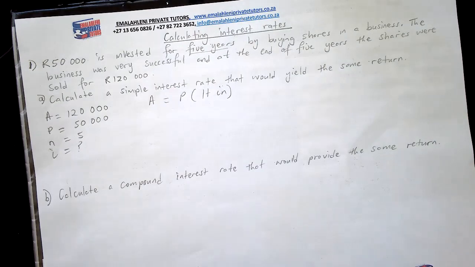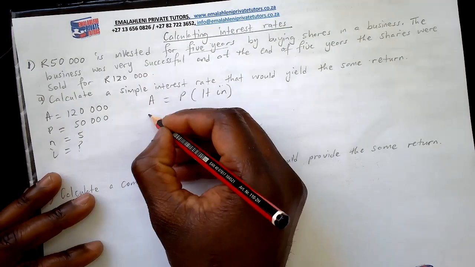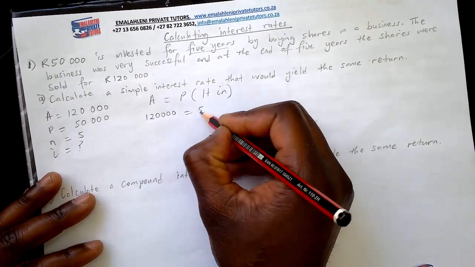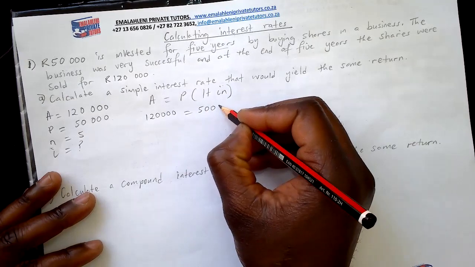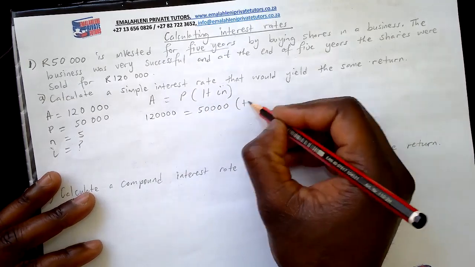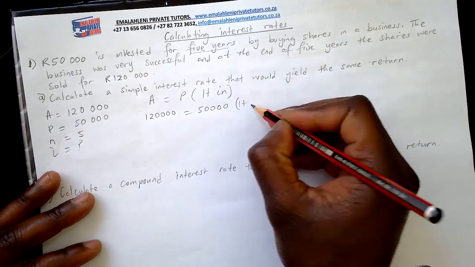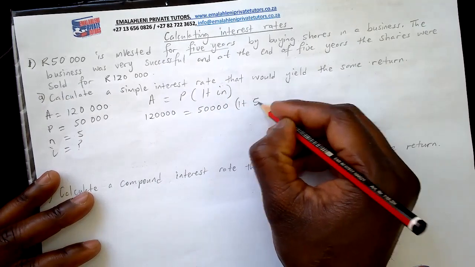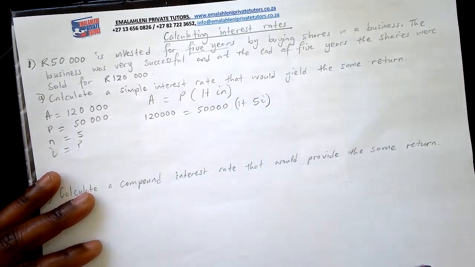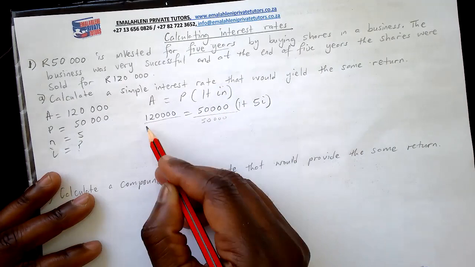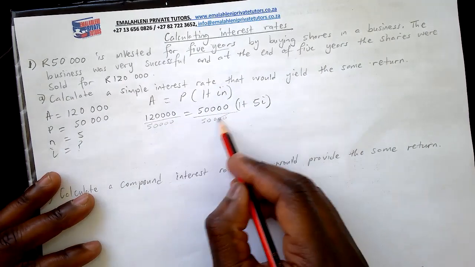Now how would we get to I? First, we can put our values here. 120,000 is equal to 50,000 times (1 plus I N). We are looking for I, and N is 5, so 5I, like that. Now what we are going to do first is divide both sides by 50,000, because we want to get rid of this first.